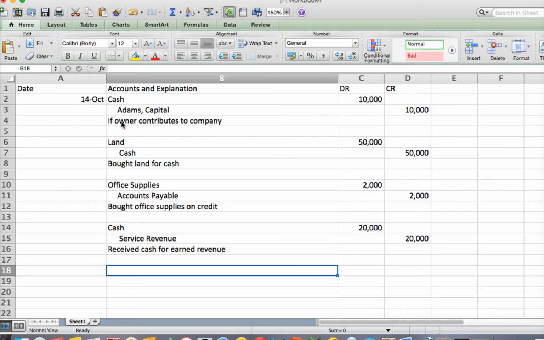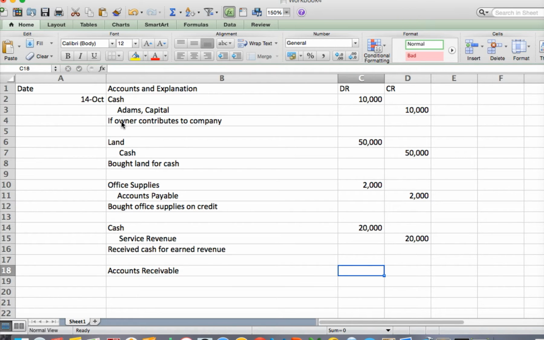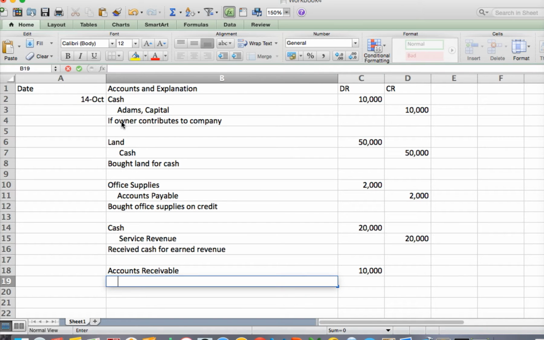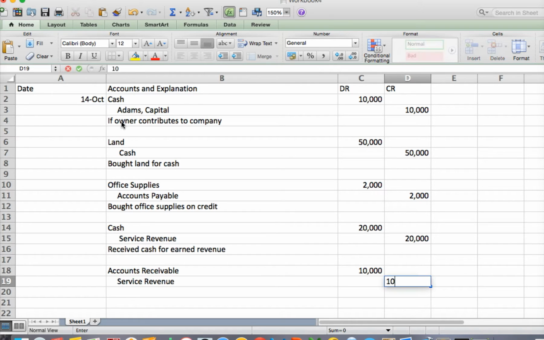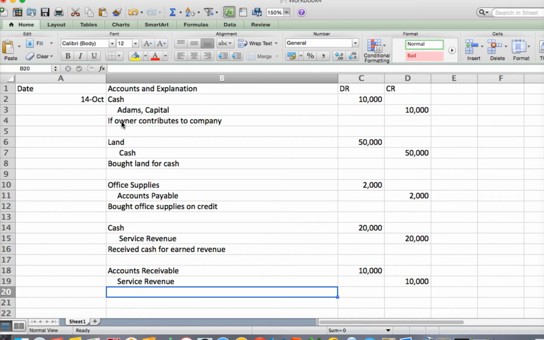Okay, so now almost the same thing, but instead of getting cash, we do revenue. We perform services for someone, and they promise to pay us. So we have to record that promise to pay. It's still an asset, but now instead of being cash, it's recorded under accounts receivable. We'll say it's for $10,000. Again, we are still recognizing that as revenue for $10,000.